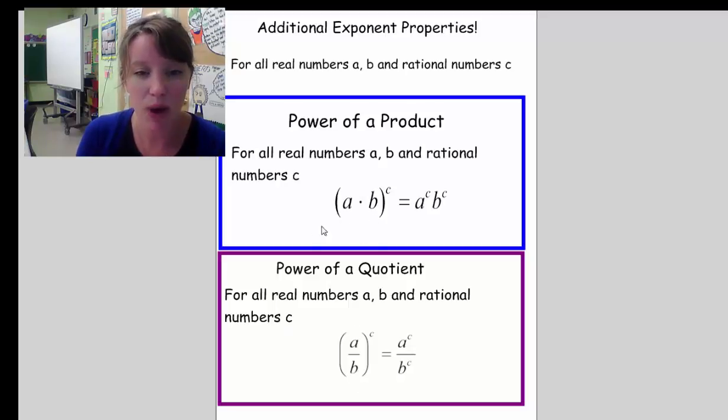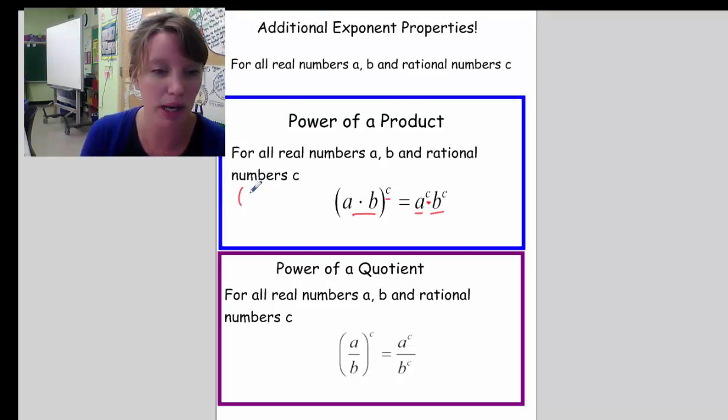If you have a product here, two factors that you're multiplying, and you're raising it to a power, then you can just take the power and apply it to each of the factors and then multiply the factors together. It's sort of like an order of operations. Here, I would multiply first and then raise the power. Here, I'm going to raise the power first and then multiply together. What this property is saying is that each of these is equivalent. It doesn't matter which one you do first, as long as you raise each of the factors to the same power.